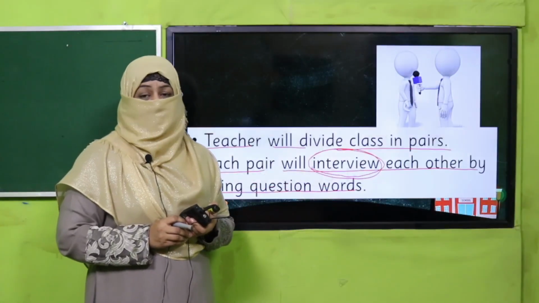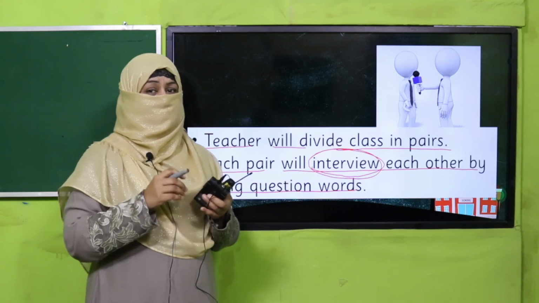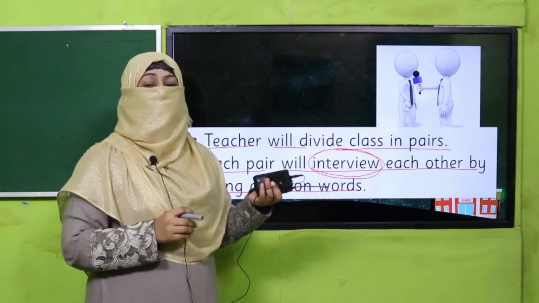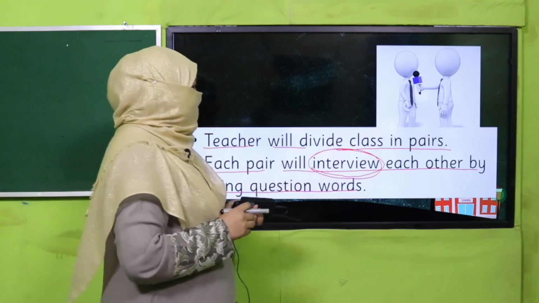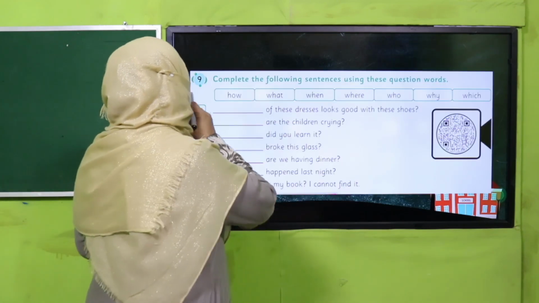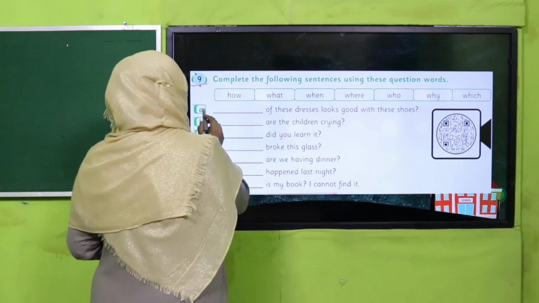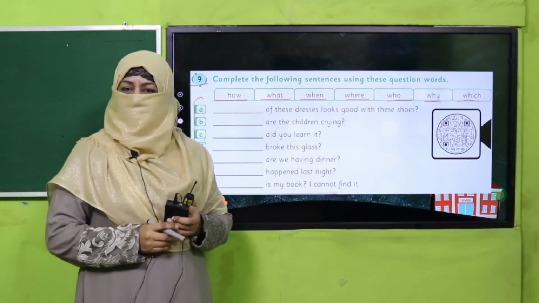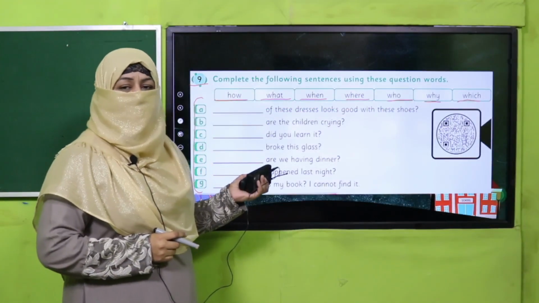Yes, my dear students, I hope now you identify question words, how to use them and how to reply, right? Okay, so let's practice it from your book. It's question number 9. Statements are here. You have to complete these statements by using these question words which are given here. Identify which question word makes the question appropriate. Pause the video, complete this task in your book and then come back.